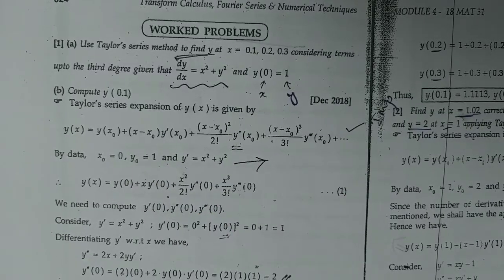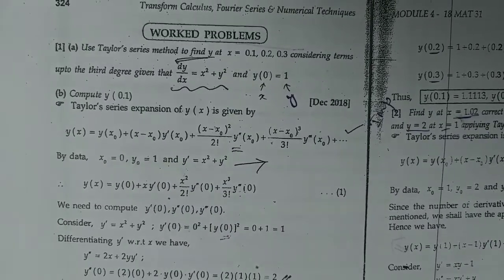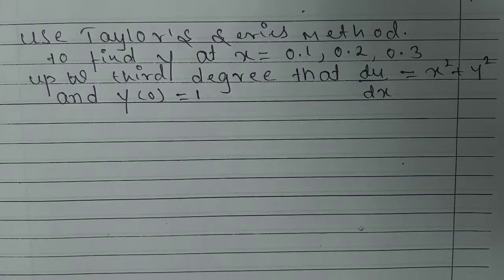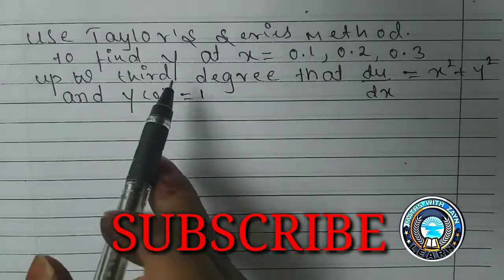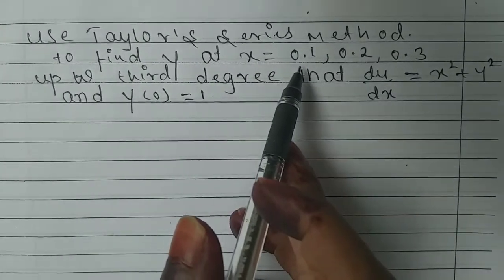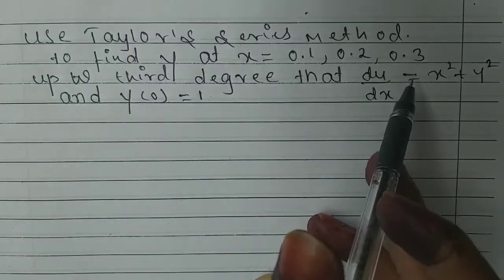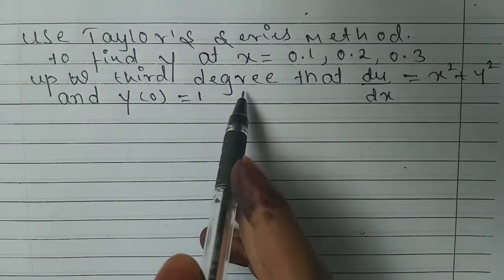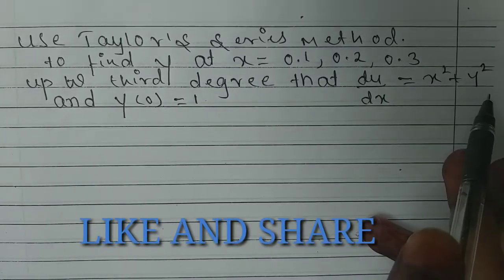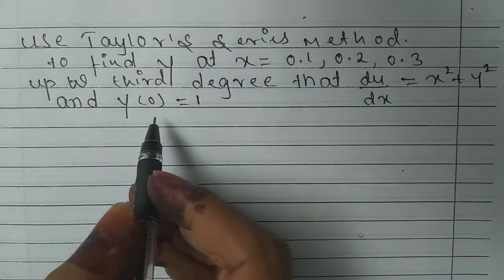Today we will see one worked example on the Taylor series method. Here I have written the question: use the Taylor series method to find y at x equal to 0.1, 0.2 and 0.3 up to the third degree, where dy by dx is equal to x square plus y square and y of 0 is equal to 1.